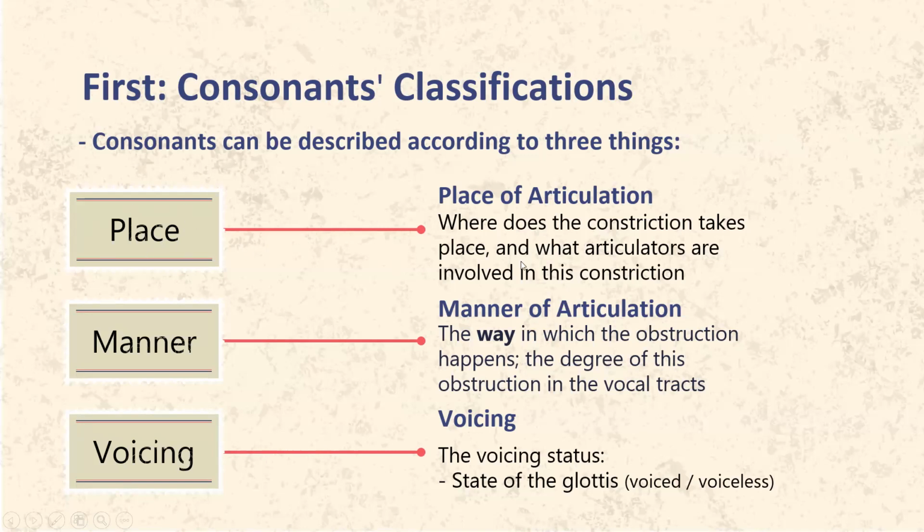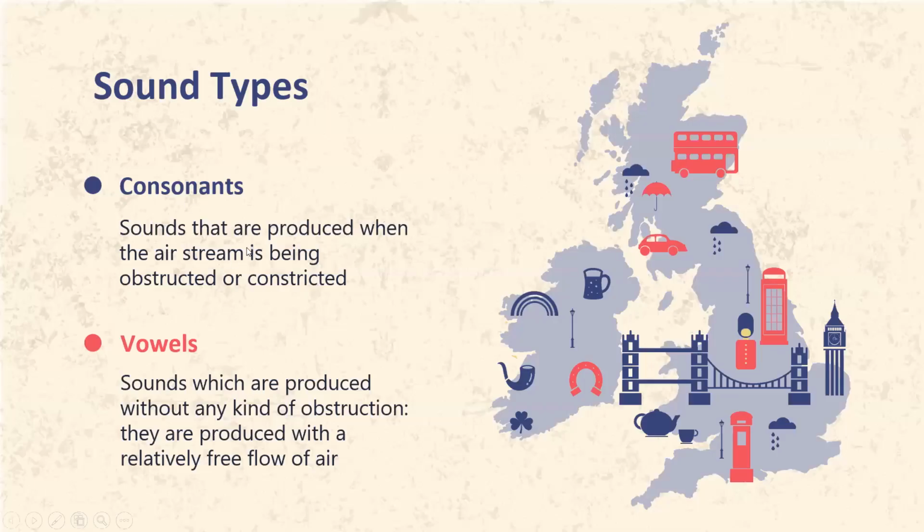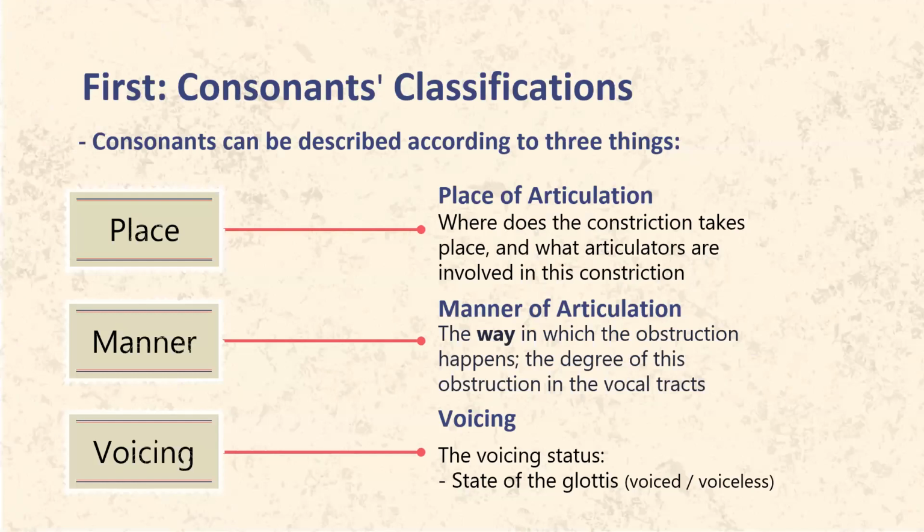When we say the place of articulation, okay, we talk about what we mean by articulation. اللي هو عملية خروج الصوت. Okay, so when we say the place of articulation, احنا بنحكي عن المكان اللي بيصير فيه الobstruction. Do you remember this? We said that consonants are sounds that are produced when the airstream is being obstructed or constricted. يعني لما يصير فيه إعاقة لمجرى الهواء. عندنا حاجتين: مكان الإعاقة هذا، وطريقة الإعاقة.